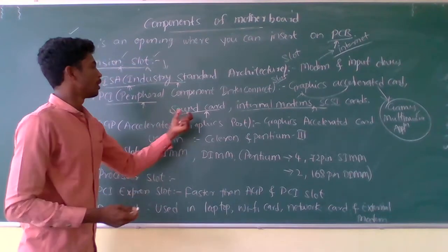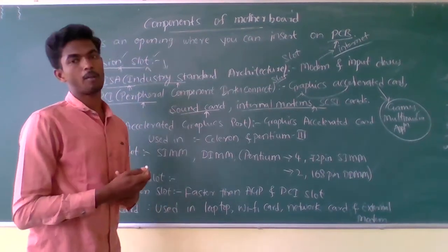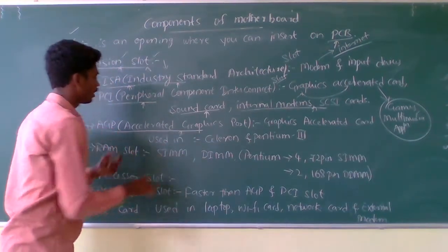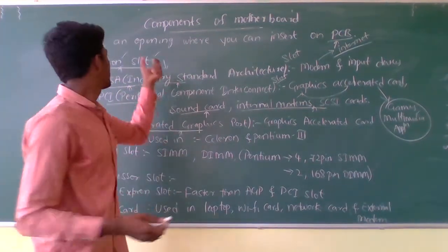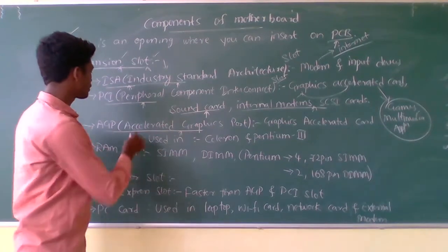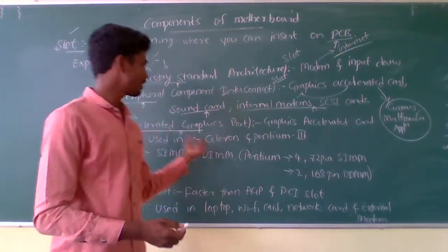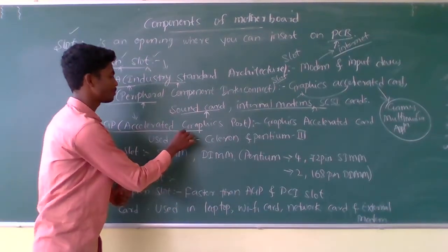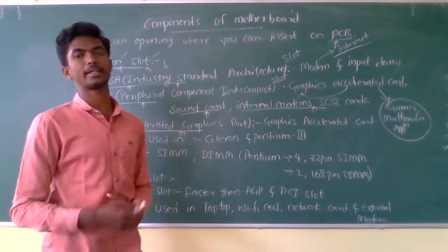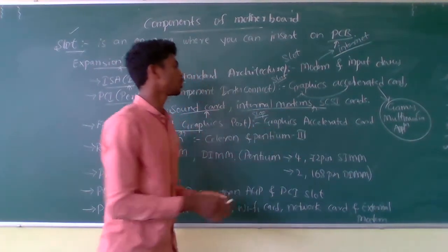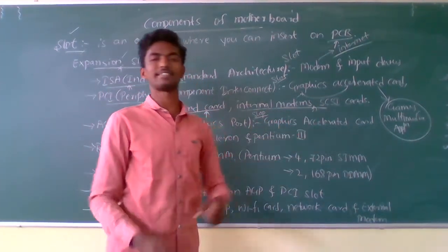That is about Peripheral Component Interconnect. The next expansion slot is AGP, Accelerated Graphics Port. As the name says, the AGP slot is used to insert the graphics accelerated card.